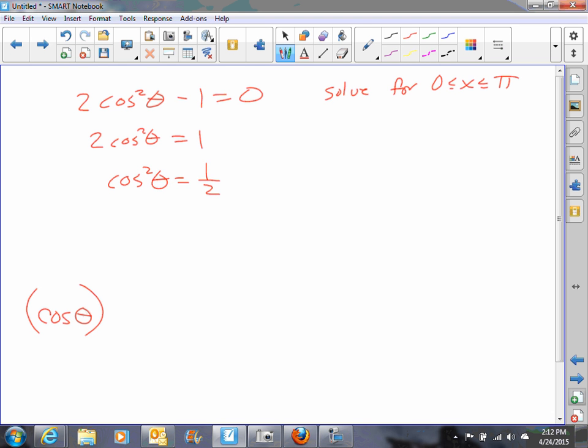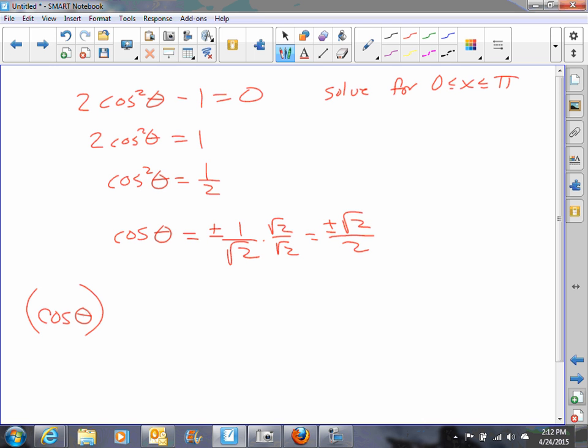Now what I want to do is take the square root of both sides. So the square root of cosine squared of theta is cosine of theta. And on the other side, I have to introduce a plus or minus sign, and I get the square root of 1 over the square root of 2. So cosine of theta is equal to plus or minus 1 over the square root of 2. Now we would rationalize that by multiplying by root 2 over root 2. And so we get plus or minus square root of 2 over 2.